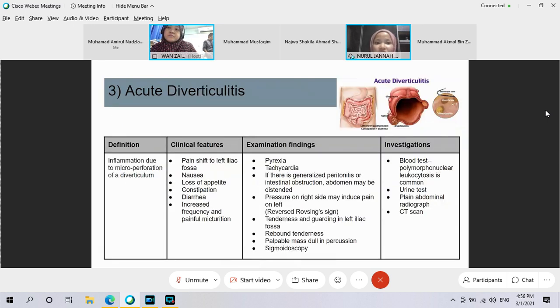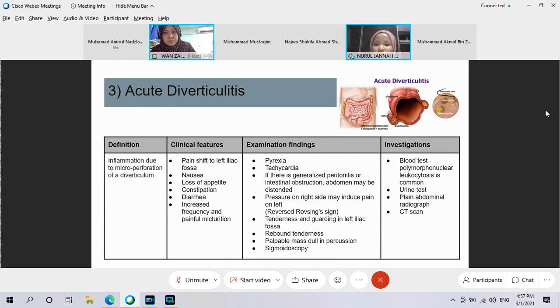The third one is acute diverticulitis. So what is acute diverticulitis? It is inflammation to microperforation of the diverticulum. The clinical features are pain that will shift to the left iliac fossa, nausea, loss of appetite, constipation, diarrhea, increased frequency and painful micturition. For the examination findings, the patient may have pyrexia, tachycardia, and if there is generalized peritonitis or intestinal obstruction, the abdomen may be distended.